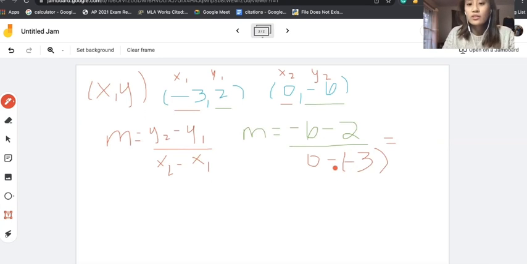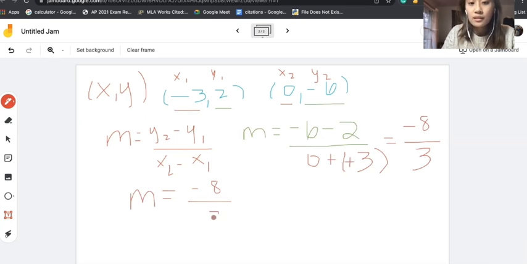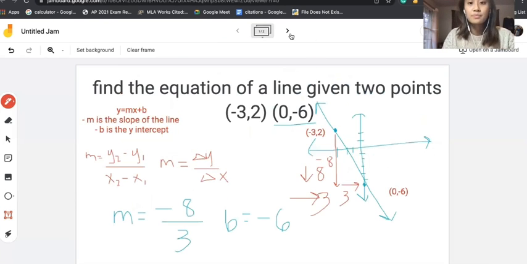0 minus -3 is basically saying 0 plus 3 because we're subtracting a negative. So -6 minus 2 is -8. So that's in our numerator. And 0 plus 3 is 3. So by doing this algebraically, we get that the slope is m equals -8/3, which, if you remember, is the same value that we got by looking at the graph.